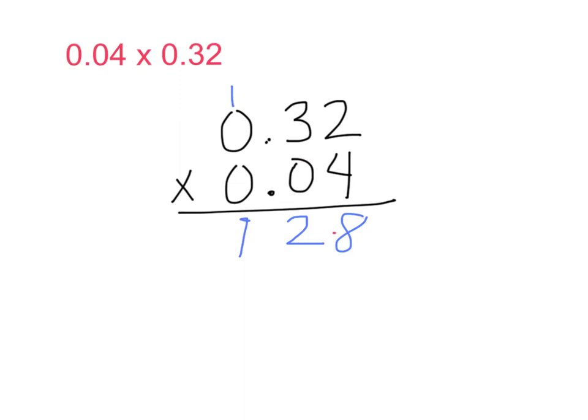To finish this problem and get the final answer, you'll need to count up how many decimal spots there are behind each number. There are 1, 2, 3, 4. So I have a total of 4 spots I need to jump. I start at the back, jump forward 4. 1, 2, 3, 4. In this case, I need to add in a 0 to account for an empty space. My final answer is 0.0128.